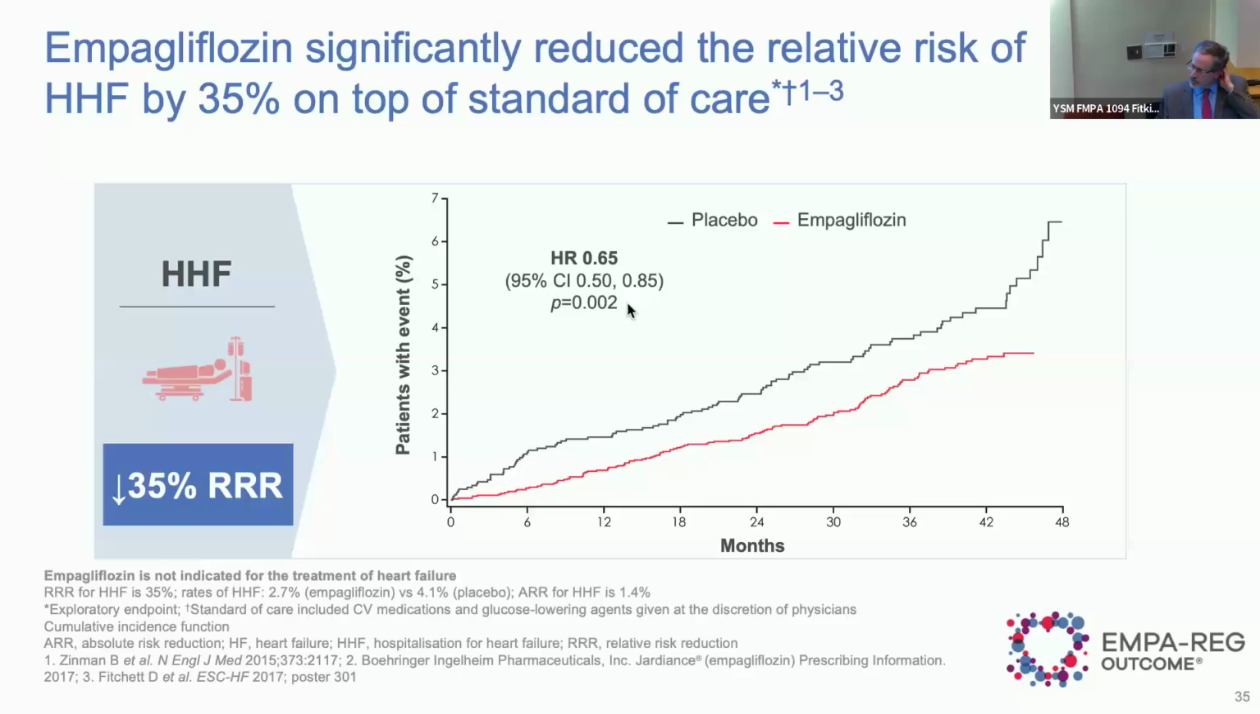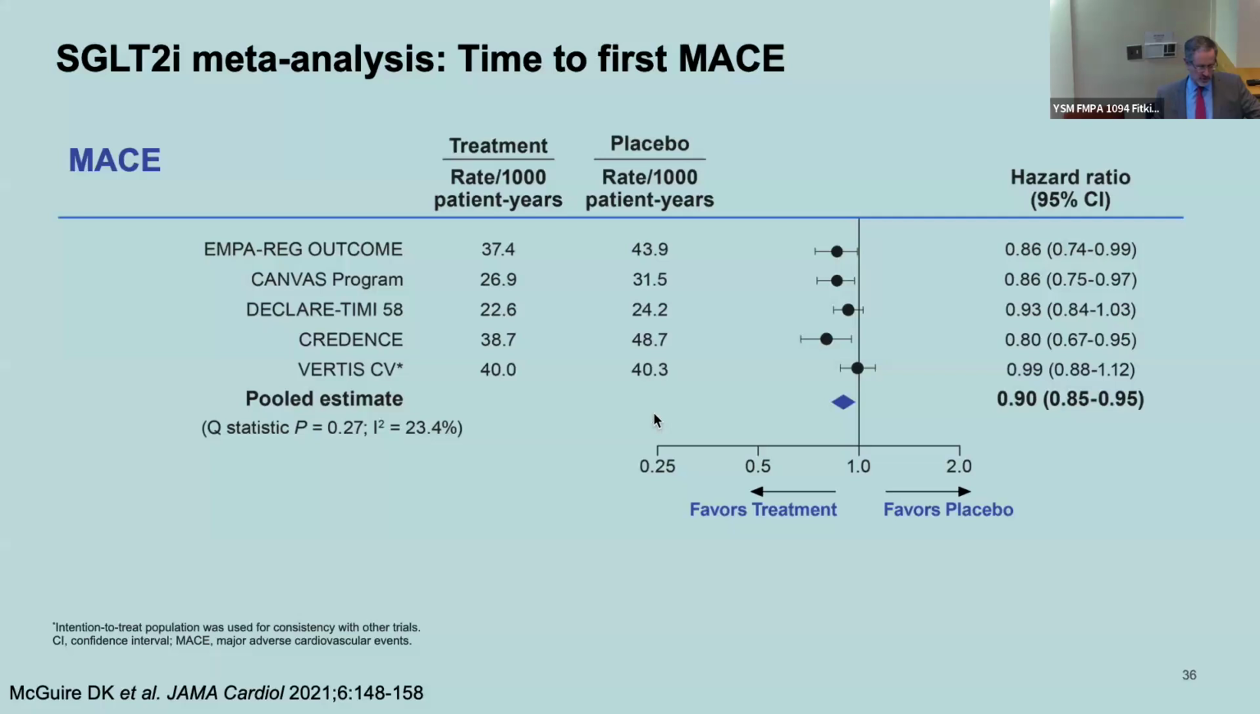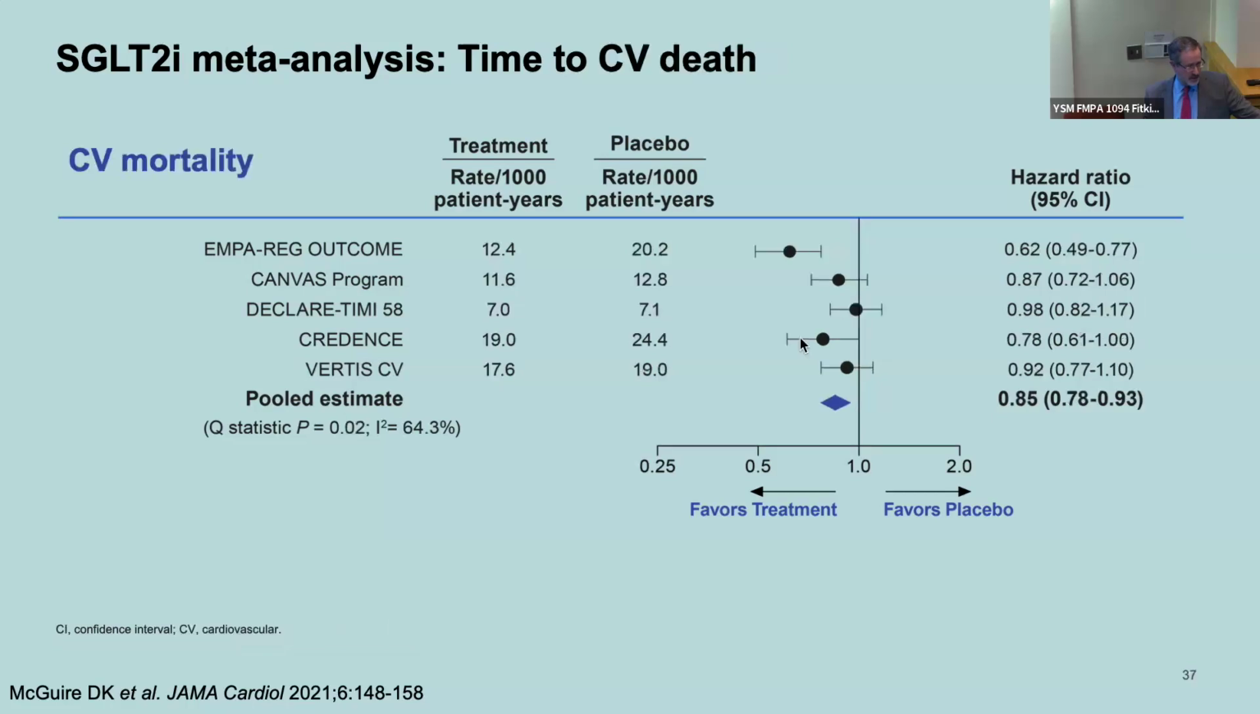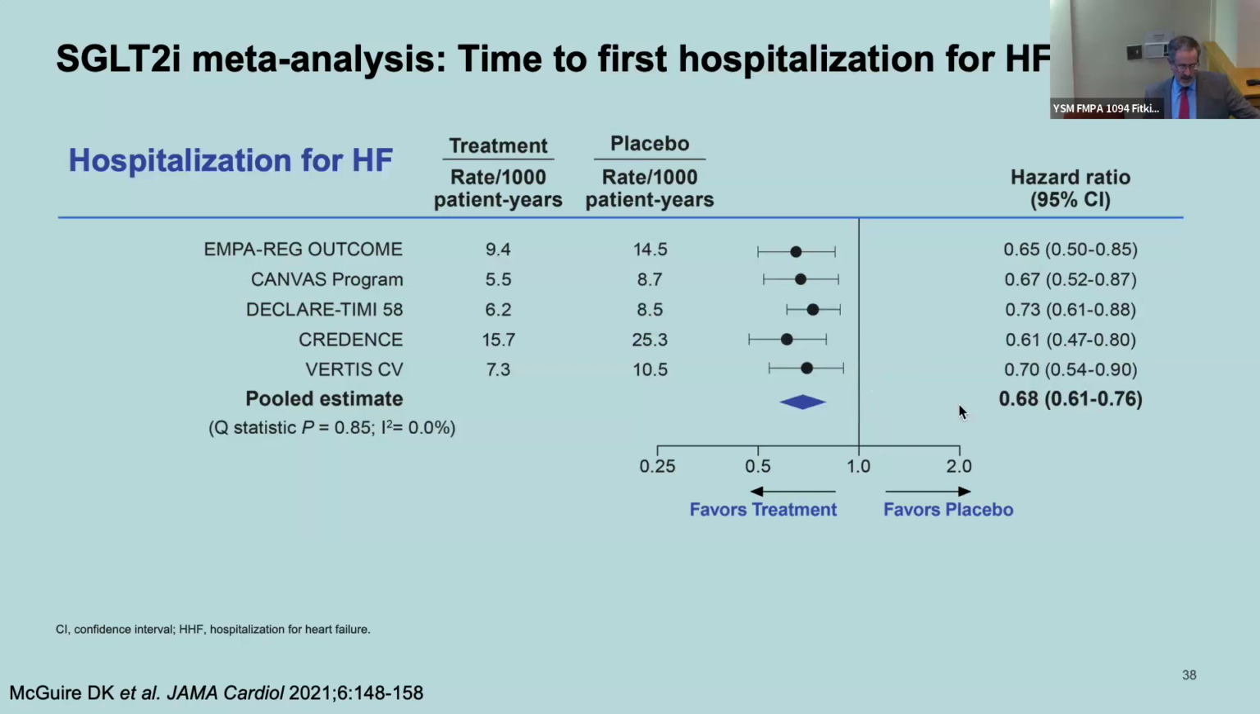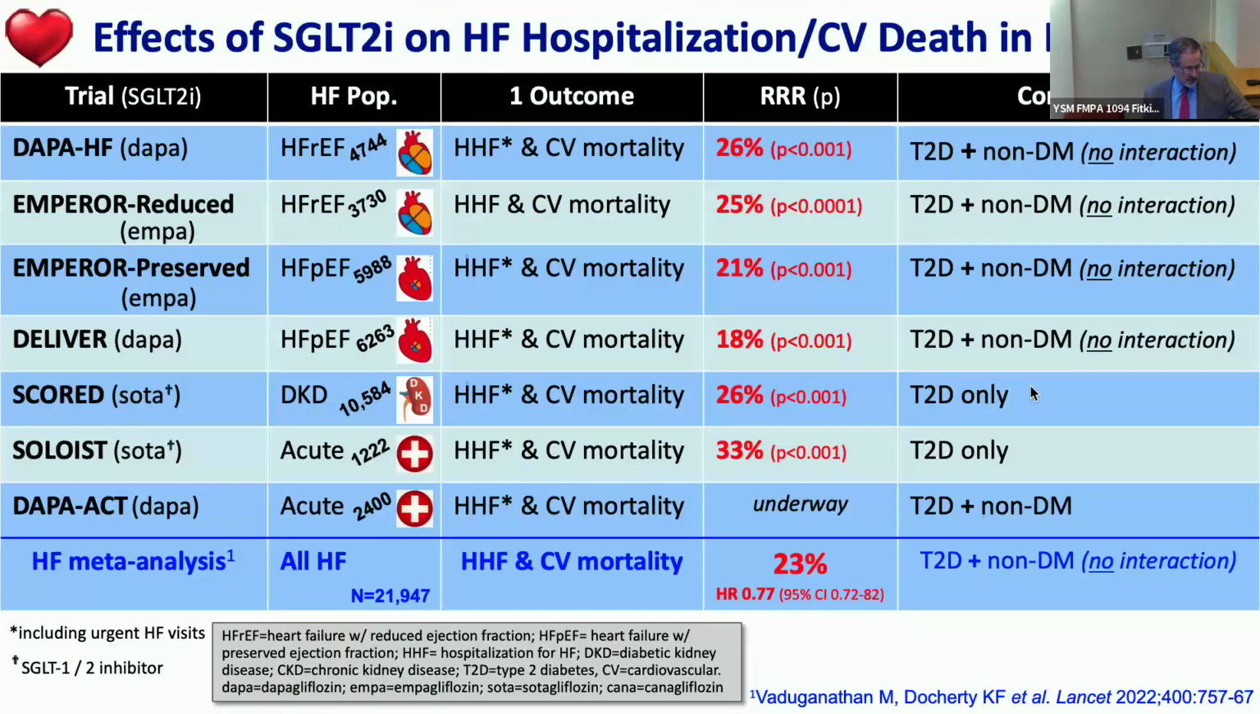At that time, when we saw these data, we were puzzled because we were doing the trial for safety, just to be sure that the drug wasn't increasing cardiovascular events, and we were shocked to see these huge benefits. So other trials with SGLT2 inhibitors, there are five of them in this meta-analysis, showed similar benefits. The overall outcome is a 10% relative risk reduction for MACE, a 15% relative risk reduction for CV death, and a more robust 32% relative risk reduction for heart failure hospitalizations.